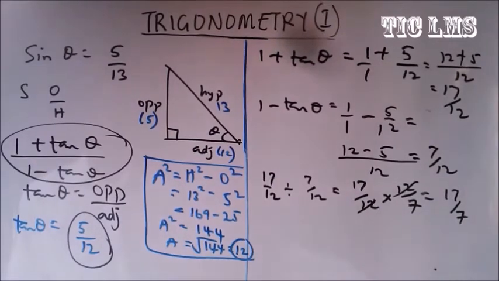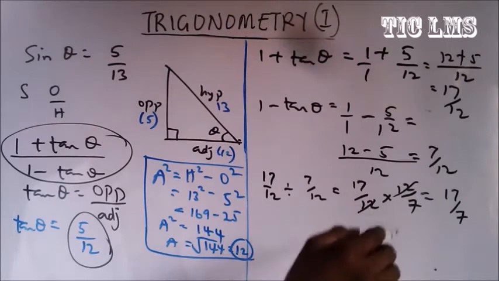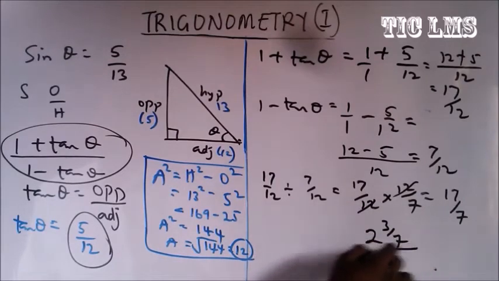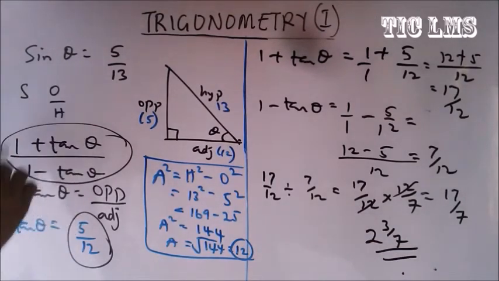7 into 17, that's 2. That's 2 times 7 is 14. And then 17 minus 14, that gives 3 over 7. And so we have succeeded in solving this question, which is 1 plus tan theta over 1 minus tan theta.